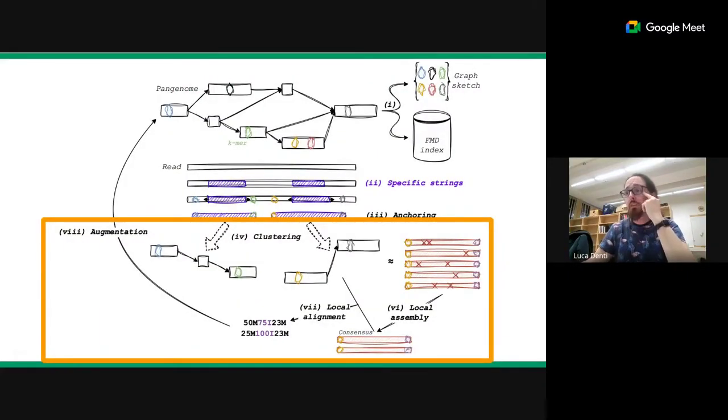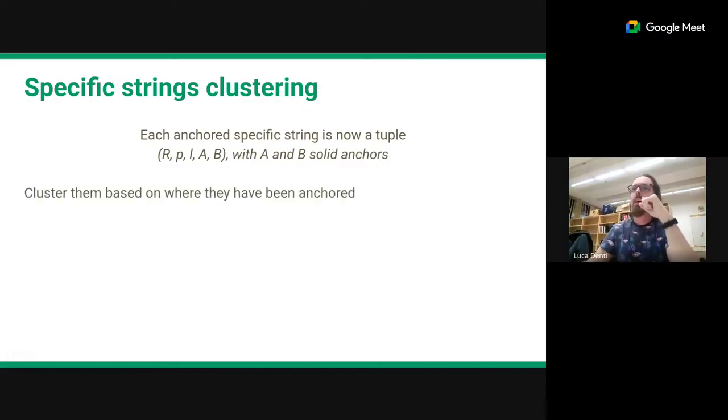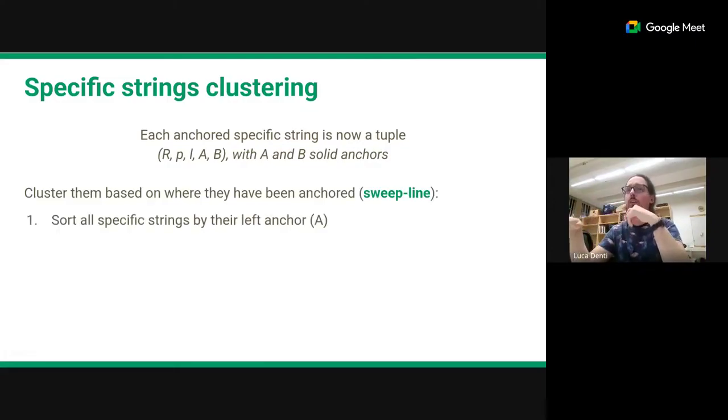Okay, and then the last part of the approach is that we try to cluster the specific strings somehow, and then we analyze the clusters. So now we have anchored specific strings that we can see as a tuple, like R, P, L, so the read, the position on the read, the length, and the two solid anchors. And we can cluster them based on where they have been anchored. And we use a sweep line algorithm to do so. So we first sort all specific strings by the left anchor based on their position on the graph.